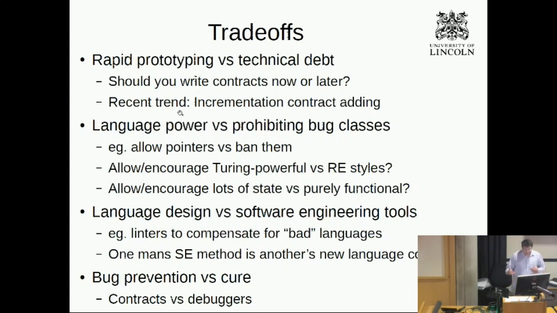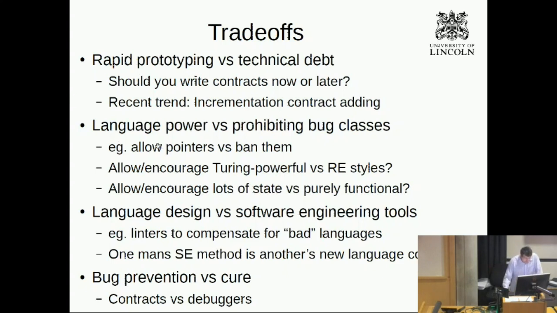What we're seeing recently is this incremental adding of contracts. Maybe the idea that you write it and if it works, you leave it, but then when you get to debugging, instead of getting in your step-by-step debugger, you put in the contracts at that point as part of your debugging process, and then they stay there, and then they won't happen again.